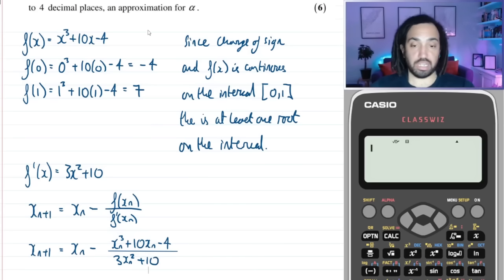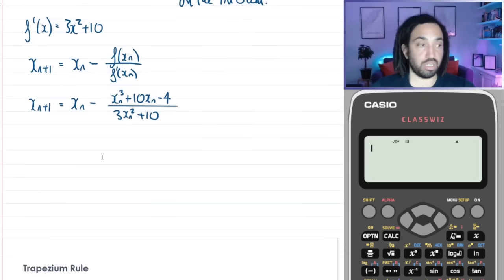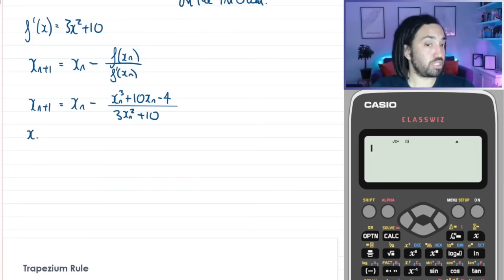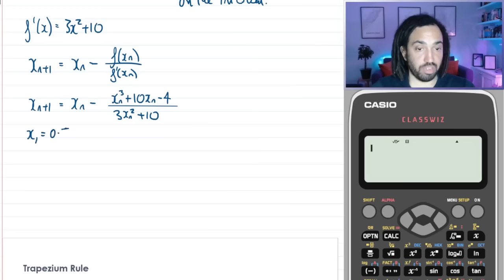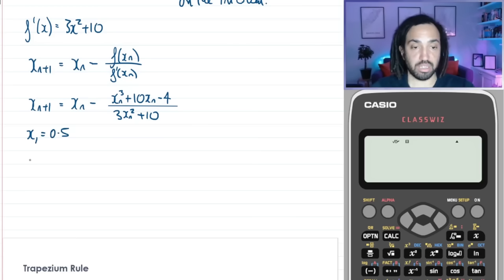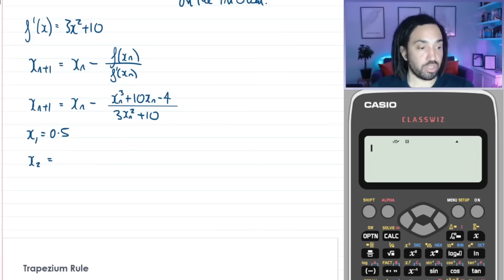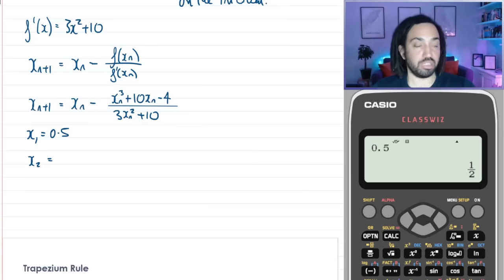Okay, great. So now what we're going to do is start with x1 equal to 0.5, as that's what we're told to do. So the next one, x2, will be subbing in 0.5 like this. In fact, I don't think we need to actually show that we're subbing it in. It's pretty obvious. So what we need to do is just go to our calculator, and we need to do 0.5 equals, and now that becomes the answer button.